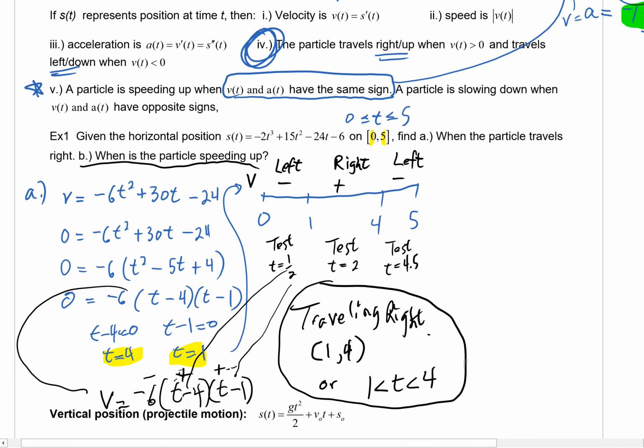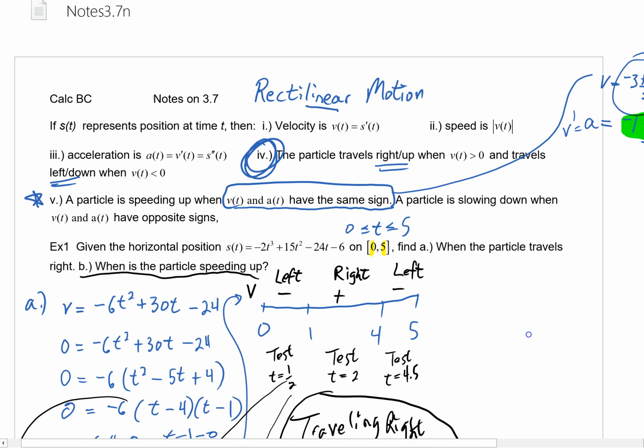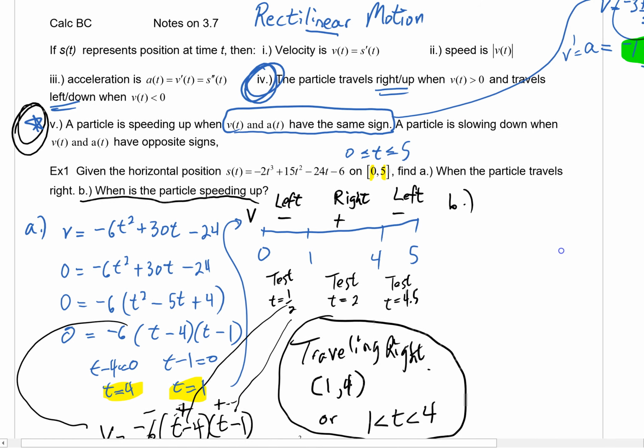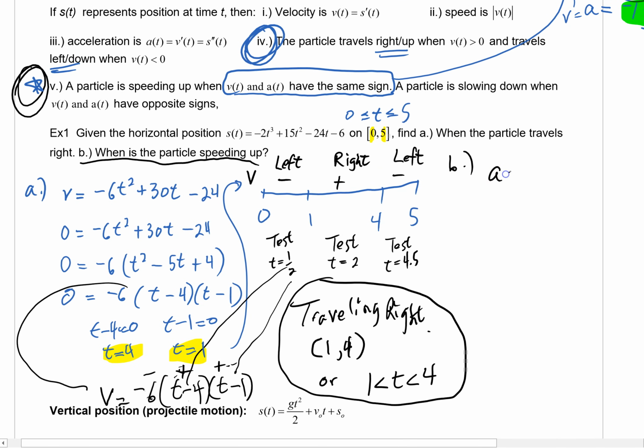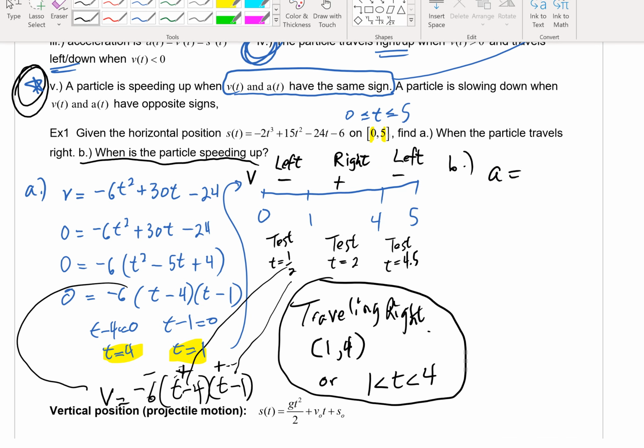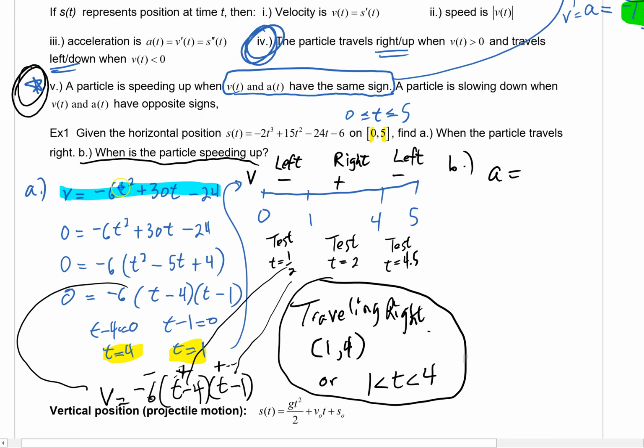When is the particle speeding up? Well, if we come back to the very last part of the notes right here, starting us off, you're speeding up when velocity and acceleration have the same sign. You actually need to talk about the acceleration. Look, I'm going to highlight the velocity right here. That's your velocity function. So what's your acceleration function going to look like?